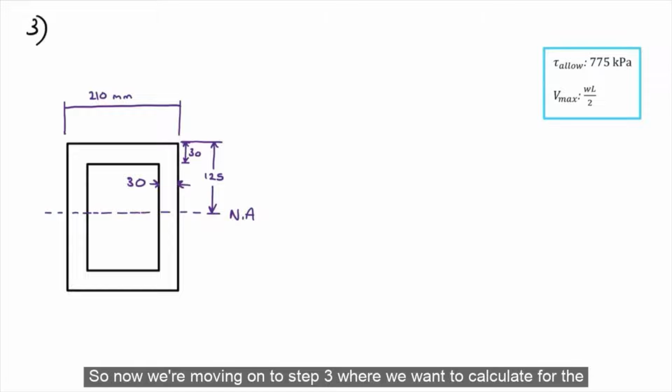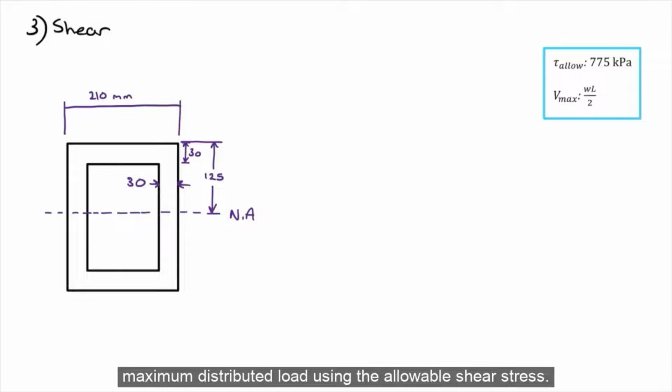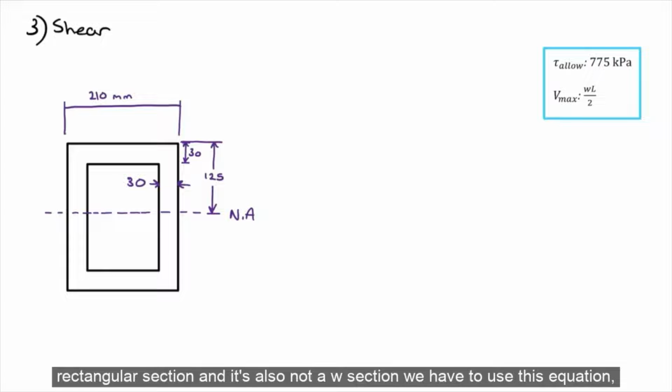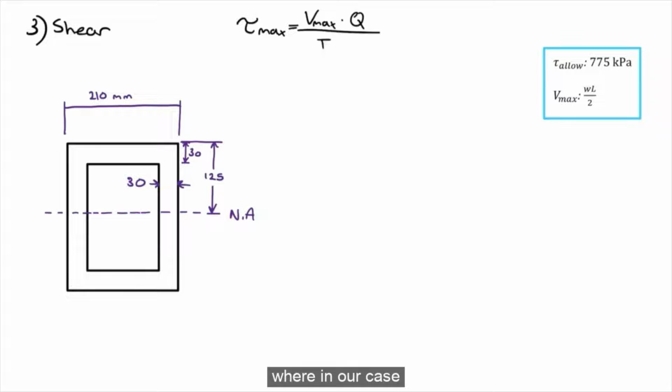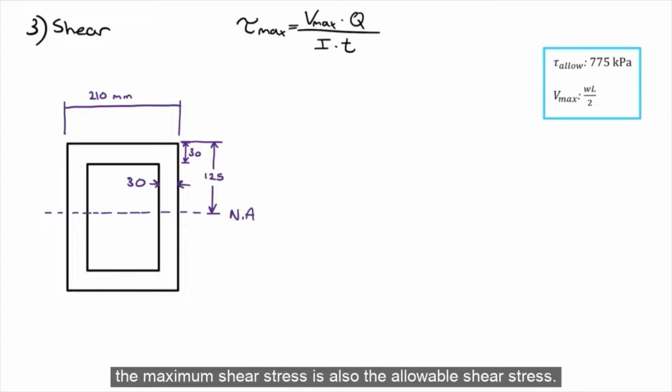So now we're moving on to step 3, where we want to calculate the maximum distributed load using the allowable shear stress. Then we can compare the two maximum distributed loads and see which load is the smallest, and the smallest load will tell us whether it is governed by shear or bending. Since our box beam is not a rectangular section and it's also not a W section, we have to use this equation, where in our case the maximum shear stress is also the allowable shear stress.